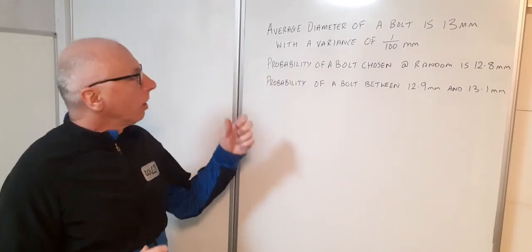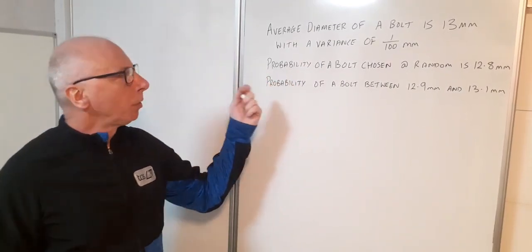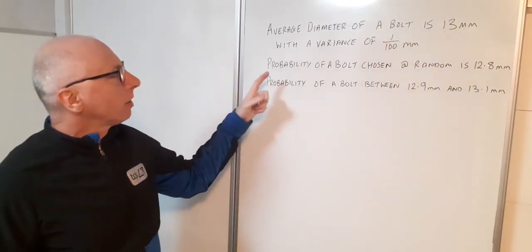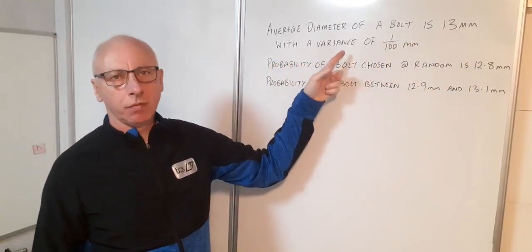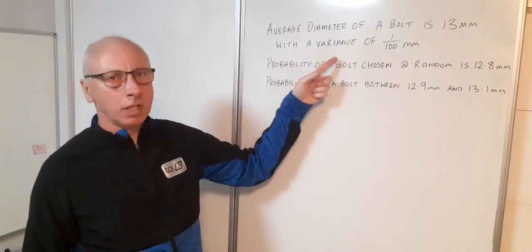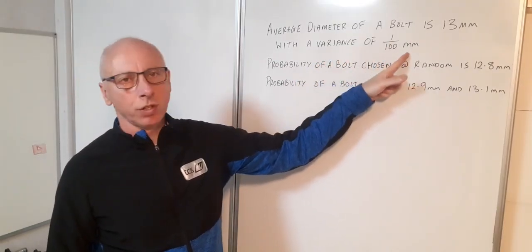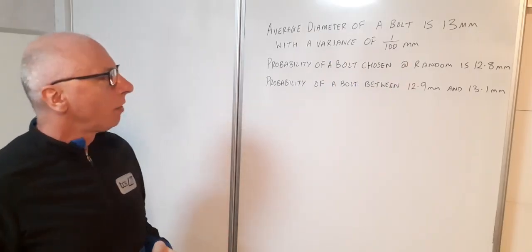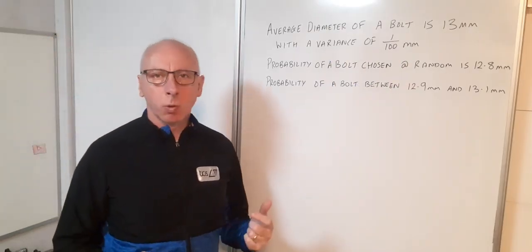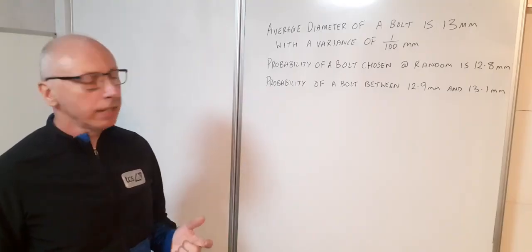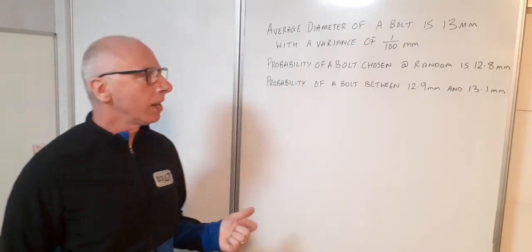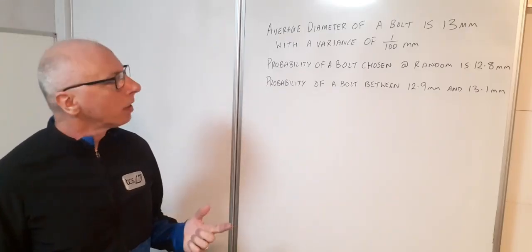So this question here, we've got an average diameter of a bolt made in a factory is 13 millimeters. And the variance, according to the specification and the history of these bolts, is 1/100th of a millimeter. Now we want to know the probability of a bolt chosen at random to be 12.8 millimeters or less, and the probability of a bolt being between 12.9 millimeters and 13.1 millimeters.